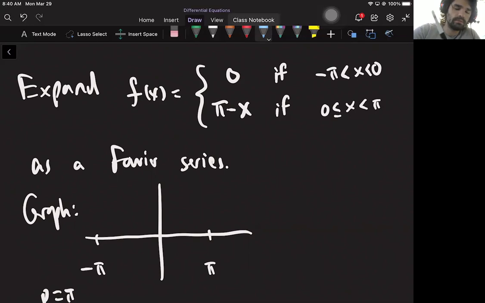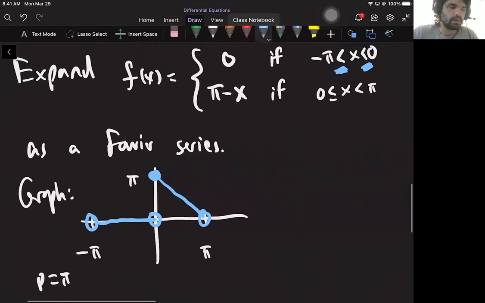First it's 0. It's 0 from there to there, not inclusive, so that's why I'm putting open circles there. And then after that, it's pi minus x. Pi minus x is a straight line with slope -1 that hits pi on the y-axis, so it's going to go up there. And then because the slope is -1, it just goes straight down like that to pi there. And technically that would be an open circle there. Okay, so this is what the function looks like.